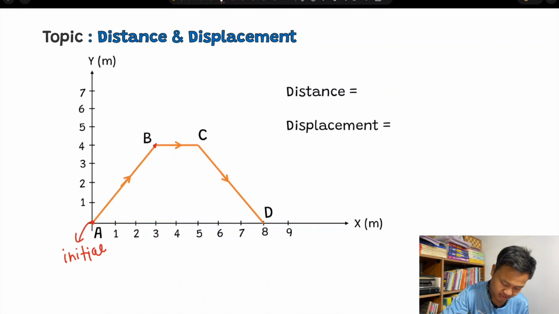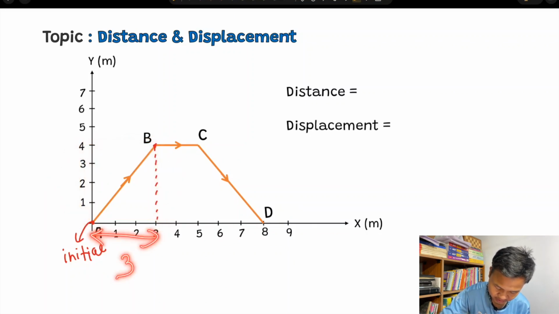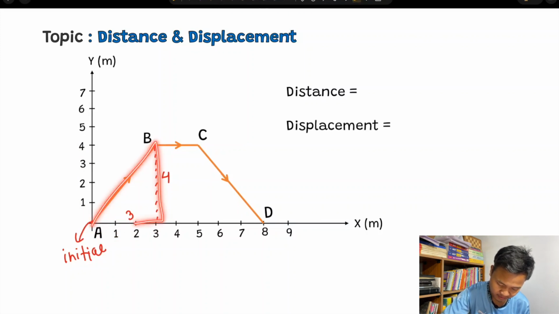From A to B, see, this is the y-axis. This is 4. And the x-axis is 3. So this is a right triangle. In this right triangle you have 4, you have 3, so this would be 5, by the Pythagoras theorem. So AB is 5.